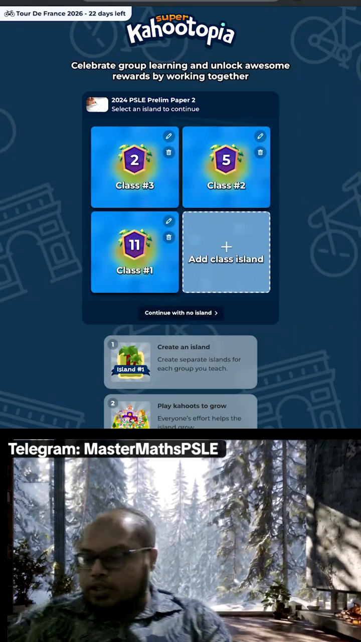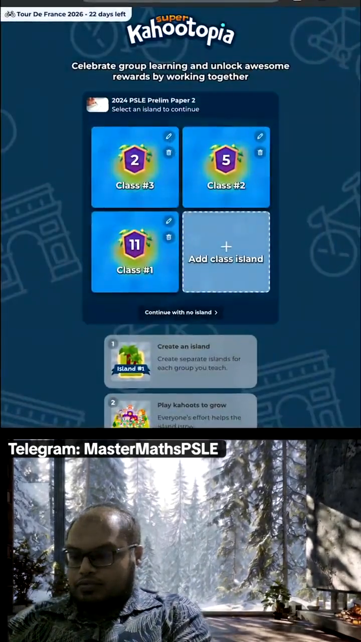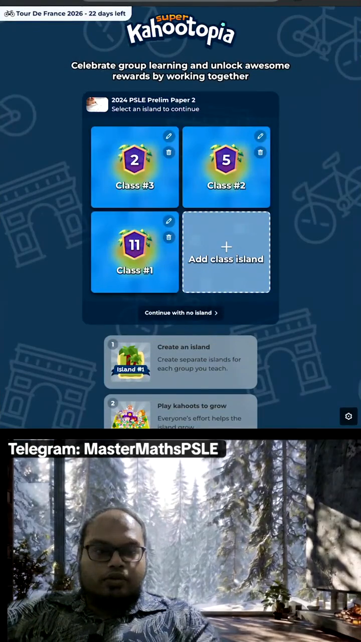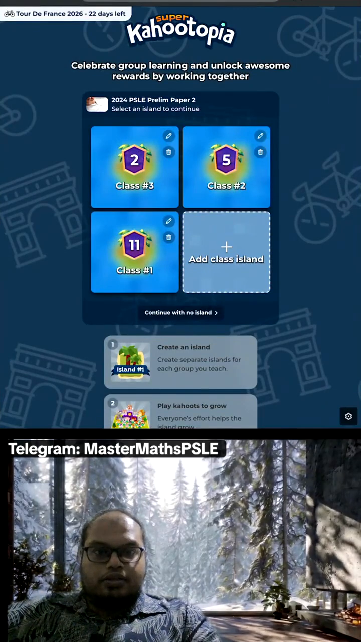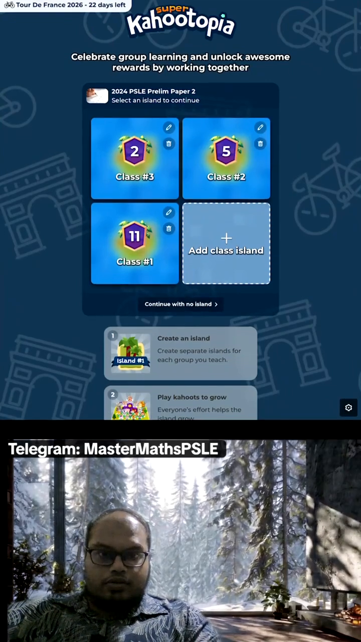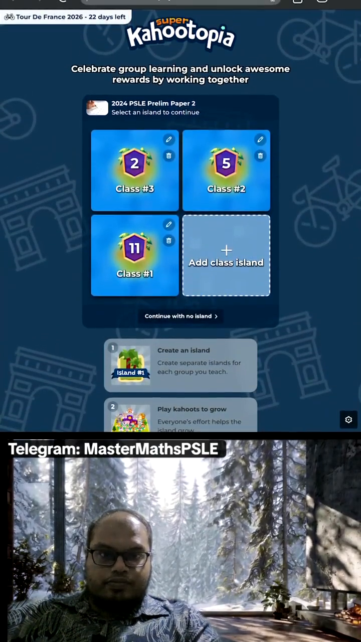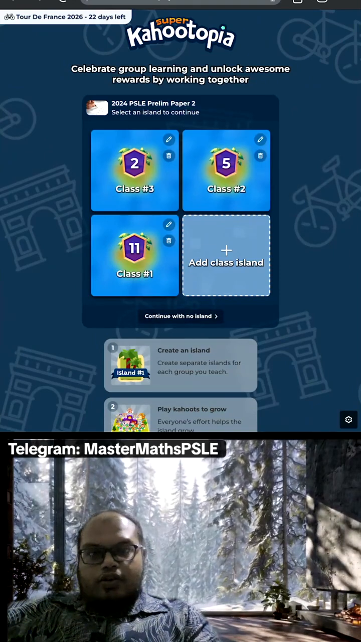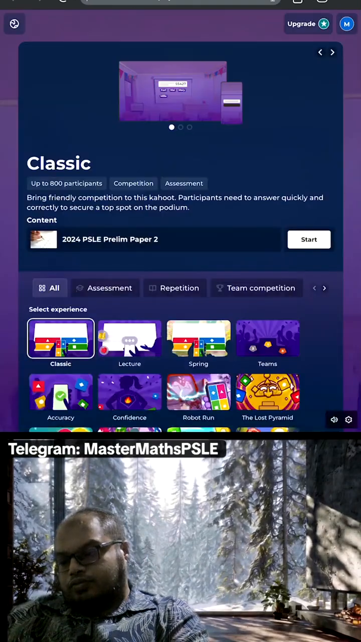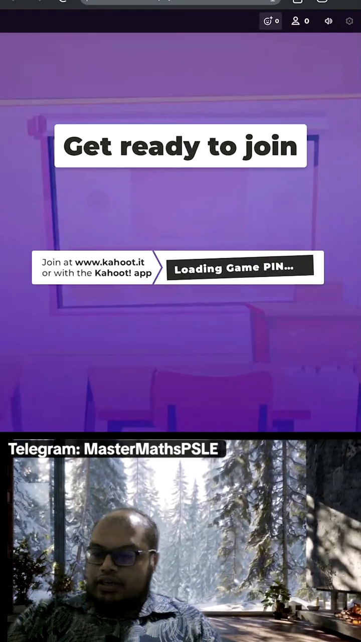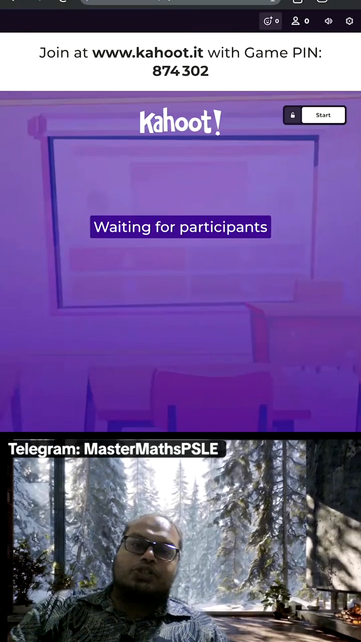Okay, let me show you all the game pin. Whenever the screen disappears, it goes back down. Let me adjust it a bit more. Alright, the game pin is 874302.